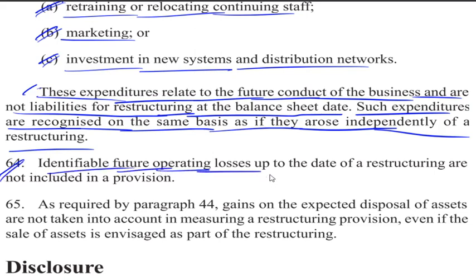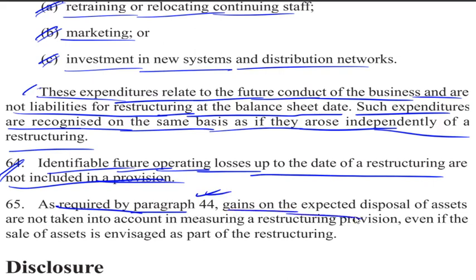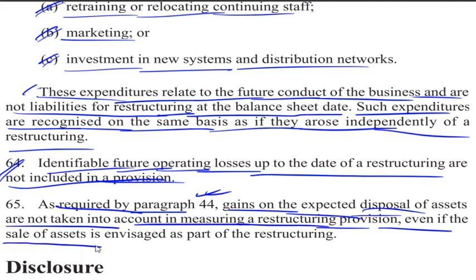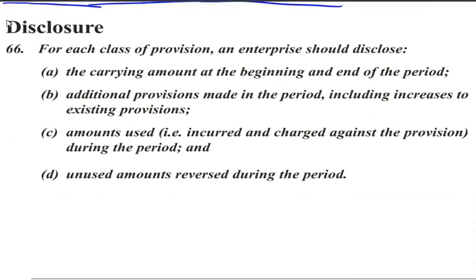Identifiable future operating losses up to the date of restructuring are not included in the provision. As required by para 44, gains on the expected disposal of assets are not taken into account in measuring the restructuring provision, even if the sale of assets is envisaged as a part of restructuring.